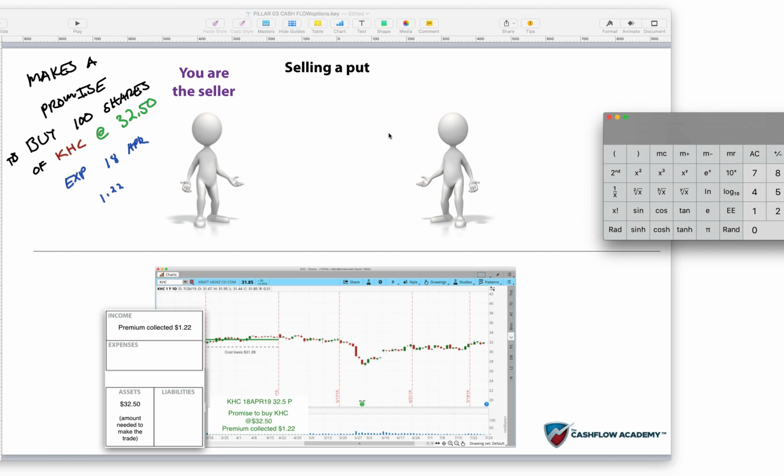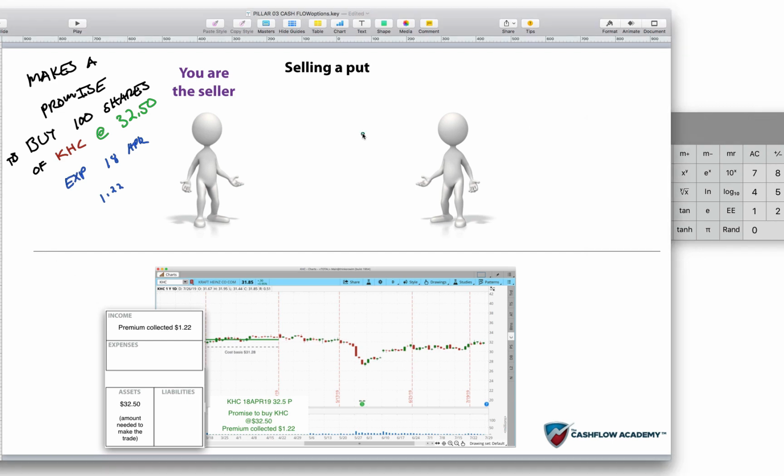So what's this guy saying on this side? Well, you're selling a put option. So let's put the word option in here, which means that since you're selling him this contract, he's going to send you some cash, which represents $1.22, and you're going to send him this agreement, or this contract, or your promise. You're selling him this promise.